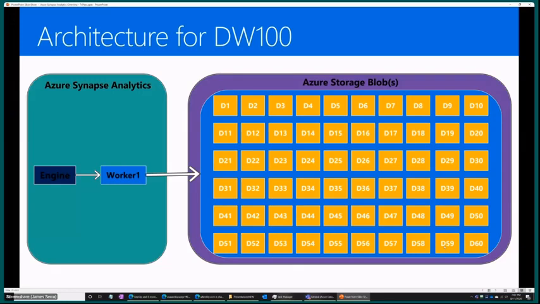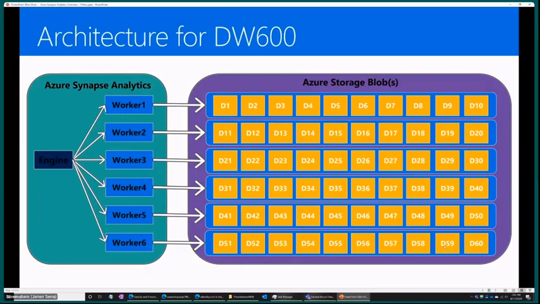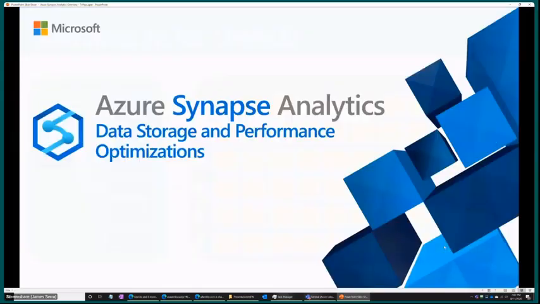So if I increase the DW to say 600, I now have 6 worker nodes that are running against those storage blobs. So I just keep increasing it all the way up into, what do we have, 30,000 now, which essentially means 1 worker node per VM. So 60 VMs are running. So this is why we can scale up, and it only takes a couple of minutes to scale up because we're not having to move data around. We're just creating additional VMs. And so this is the difference between the scale out architecture and the scale up architecture that most people are used to.